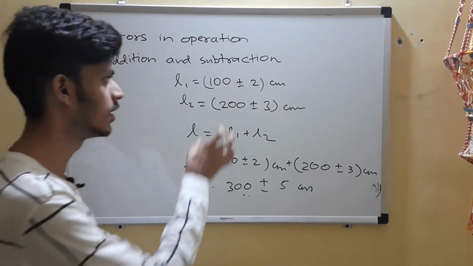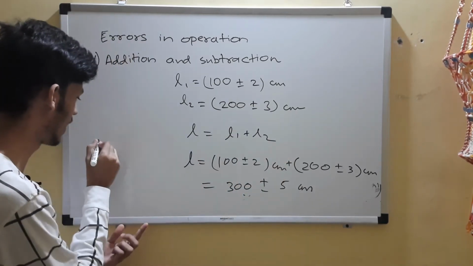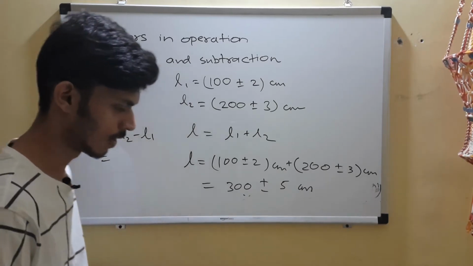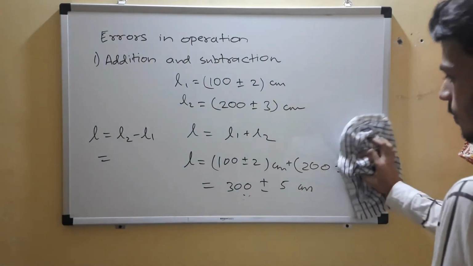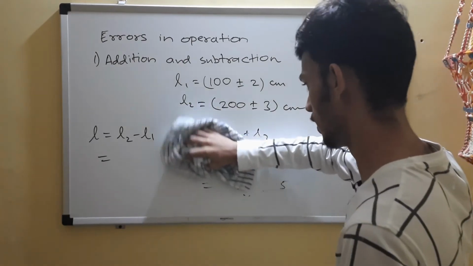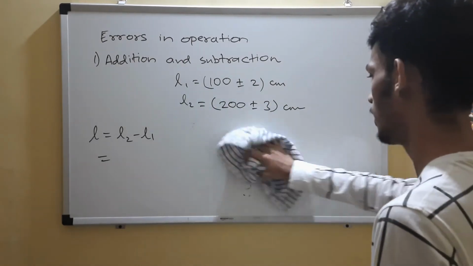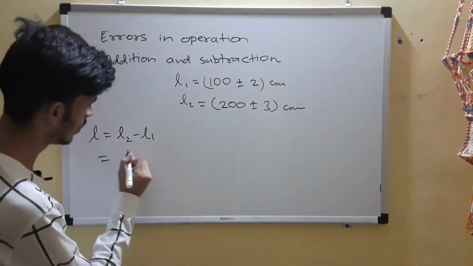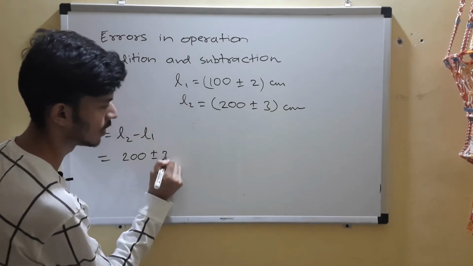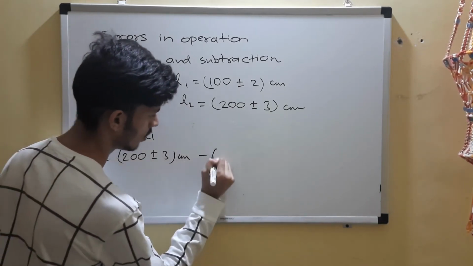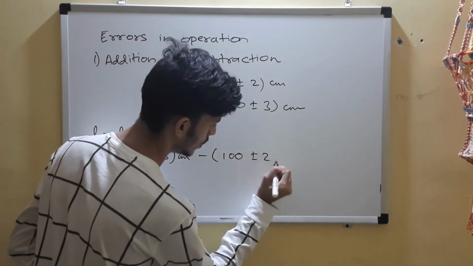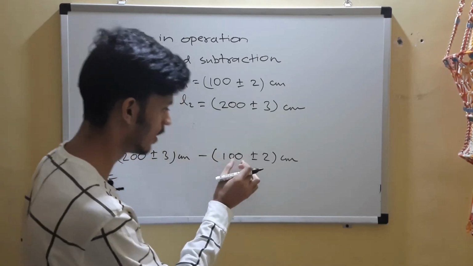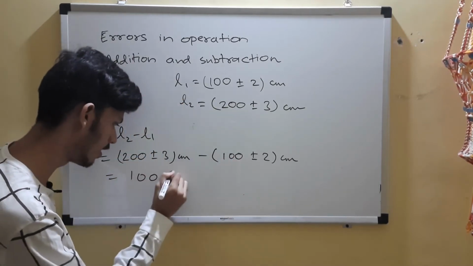If it was subtraction, let's see, how many of you get tricked? L2 minus L1. If I ask you for this, what will be your answer? Try it. Let's see who is smart enough to get that. So L2 is 200, so 200 plus minus 3 centimeter minus 100 plus minus 2 centimeter. Okay, so 200 minus 100, that you'll get correct, 100. But what about the errors?